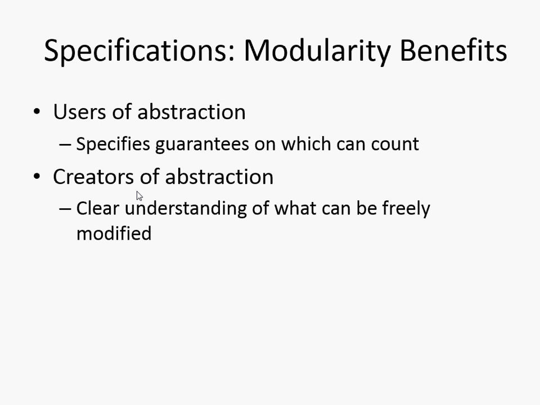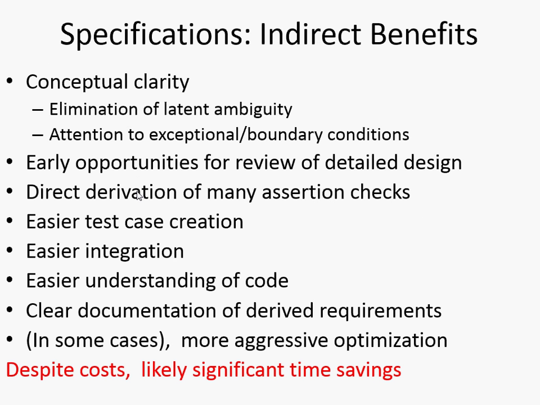So why are these favorable? Well, they provide both the user of the abstraction and the creator of that function guarantees on what things can be modified, and users of the abstraction can have clarity on what things they can count on going forward. Even if a new library version comes in, they can count on certain things being the case.